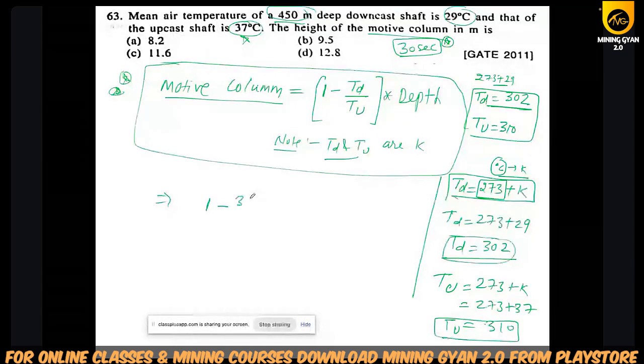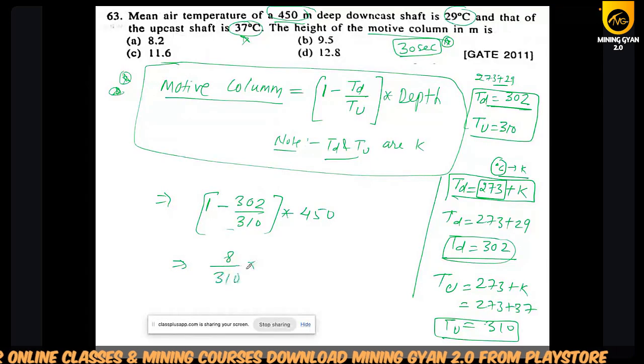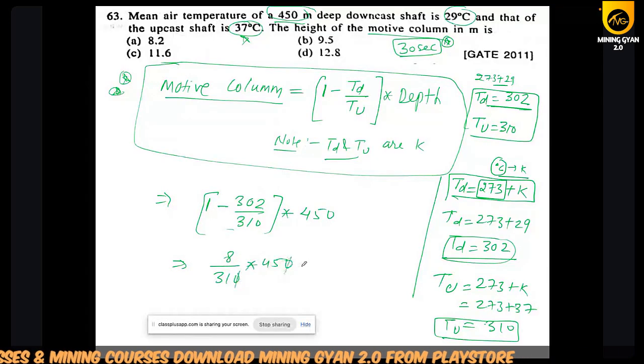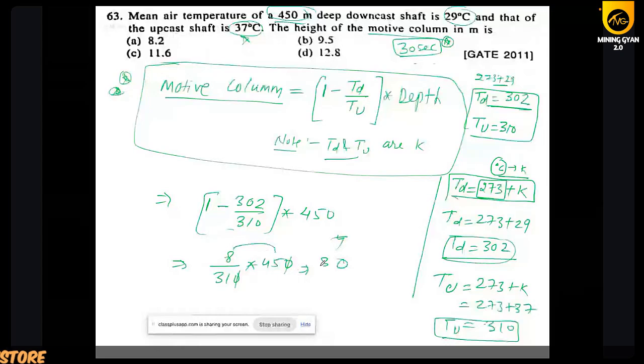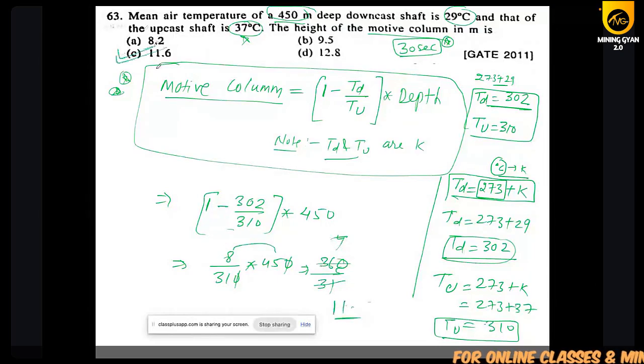So 302 divided by 310. Depth he has given us 450. So you will subtract it, it will come 1 minus 302 by 310, multiplied by 450. If you multiply all the values, 8 fives are 40, 8 fours are 32, 4 and 36, 31. So it will be 11 point something. So the answer will be 11.6. Please remember this formula.